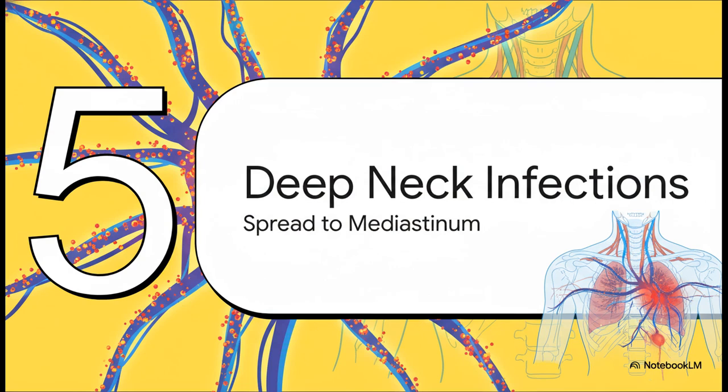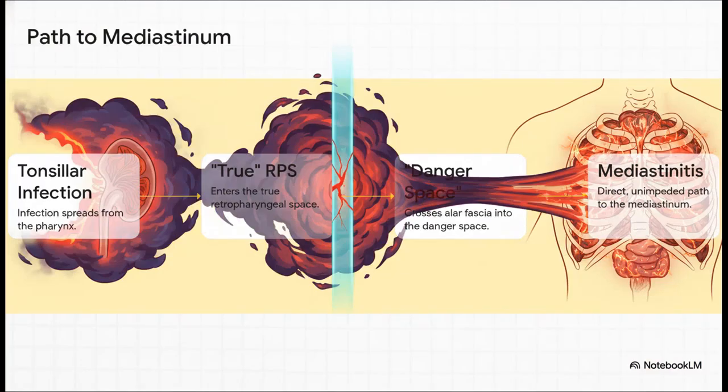Okay, let's shift gears a bit, because beyond tumors, these spaces can act like highways for infection. And this is where things can get really serious really fast. So check out this pathway. This is how things can go bad. An infection, say from the tonsils, can spread back into the true retropharyngeal space. If it's bad enough, it can bust through a thin layer called the alar fascia and get into something called the danger space. And yeah, it's called that for a very good reason. It creates a direct, unimpeded highway from the neck straight down into the chest.